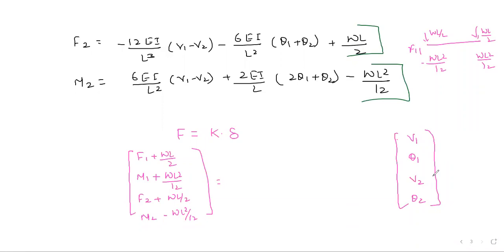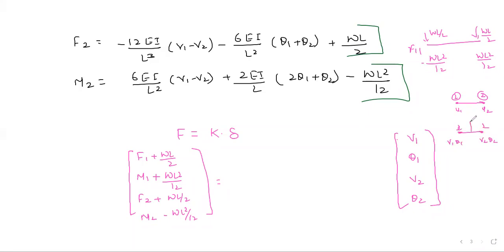At each node we have two unknowns. Like in a bar element, we have only one unknown at one node. Means in a two-noded bar element there are only two unknowns, U1, U2. But if you are talking about a two-noded beam element, we will have four unknowns, because here we will have V1, theta 1, and here we will have V2, theta 2, vertical displacement as well as rotation.